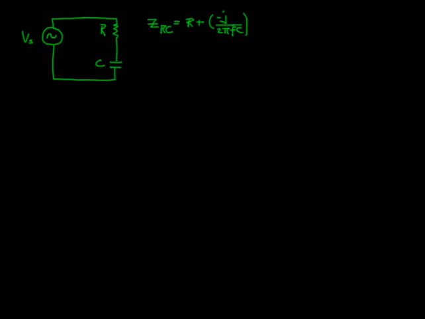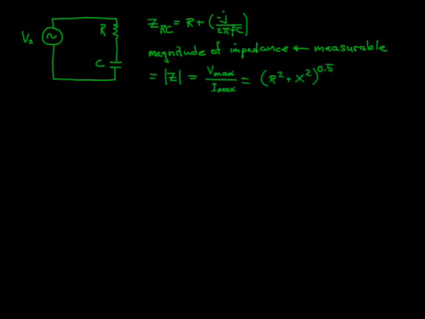The quantity that's measurable in the lab is the magnitude of the impedance. The magnitude of the impedance is the ratio of the maximum or peak voltage divided by the maximum or peak current. We can predict that value from the square root of the sum of the R term squared plus the X term squared. And expanding that, this is what we get for the simple RC circuit.